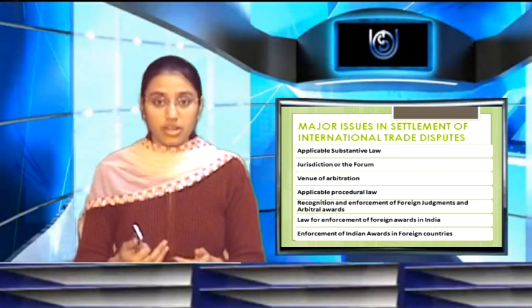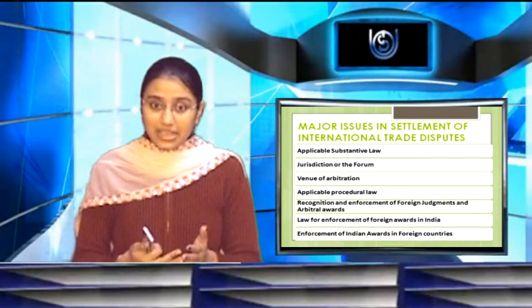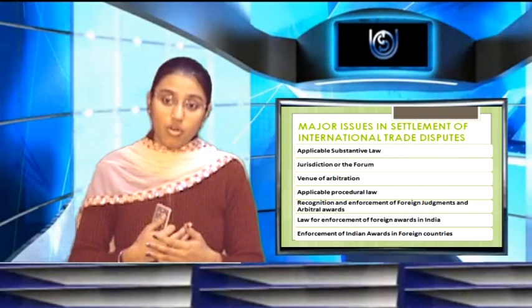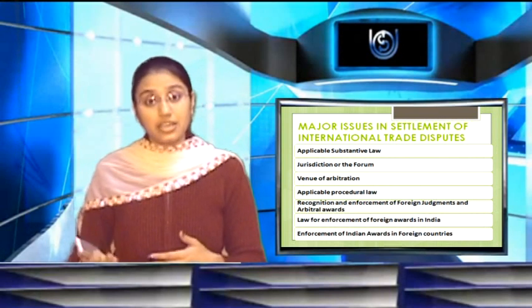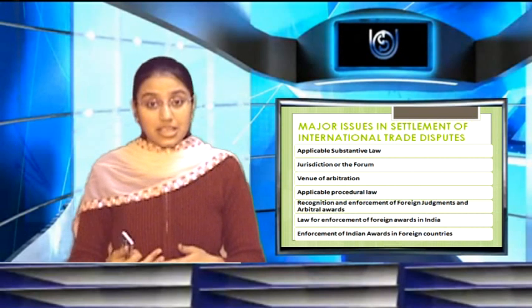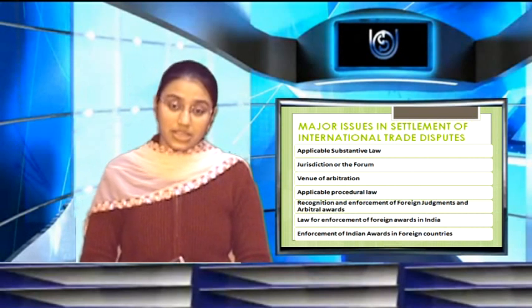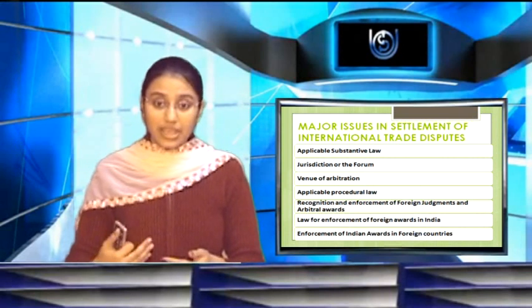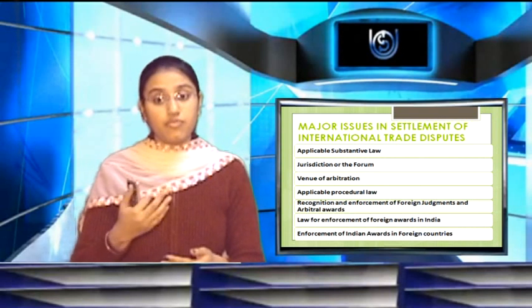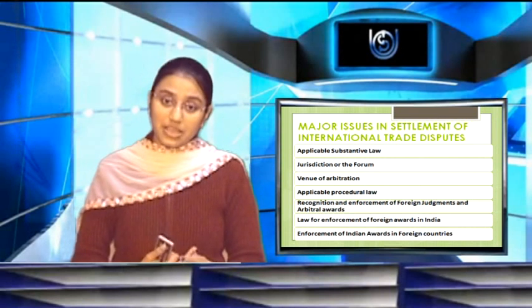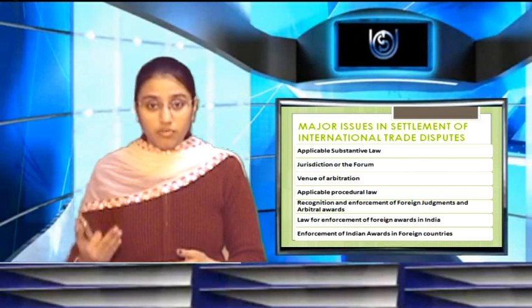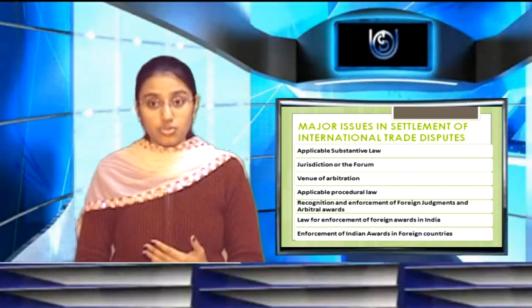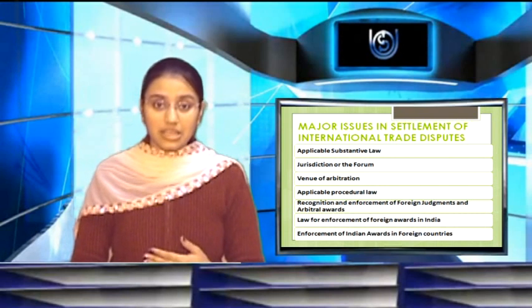Recognition and enforcement of foreign judgments. At the same time, when there is a judgment, we need to know from which government approvals have to be taken, and we need recognition and enforcement from them. Another is the law for enforcement of foreign awards in India. What are those laws which enforce these practices in bringing out the judgment? Then enforcement of the Indian awards, that is, how the awards will be given in that judgment. So these are the major issues that are considered in a settlement.